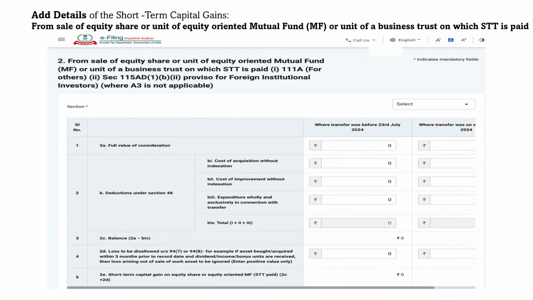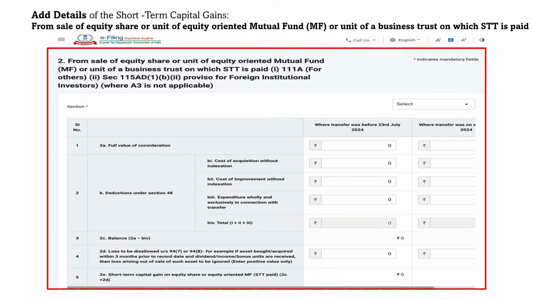You may add the details of short-term capital gains from sale of land or building or both. You may also add the details of short-term capital gains from sale of equity shares or unit of equity-oriented mutual funds or unit of a business trust on which securities transaction tax is paid. Please note, as per the provisions of Finance Act 2024, you may provide the breakup of short-term capital gains before 23rd July 2024 and after 23rd July 2024.